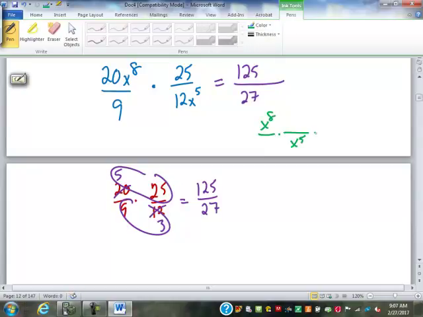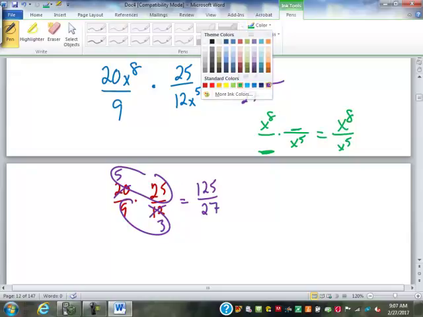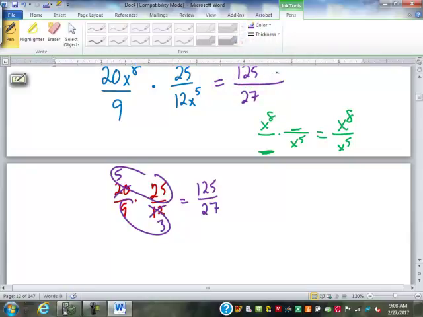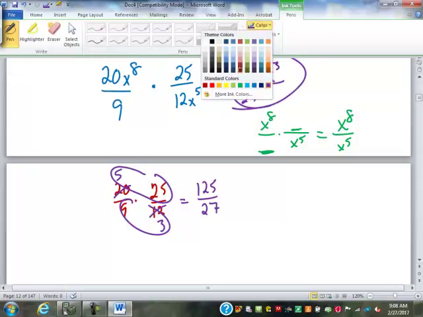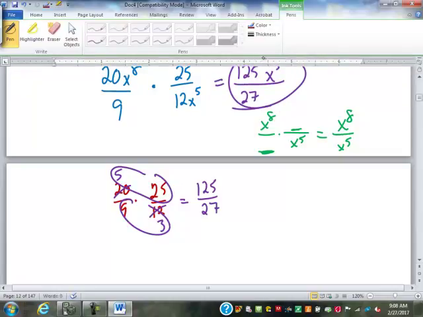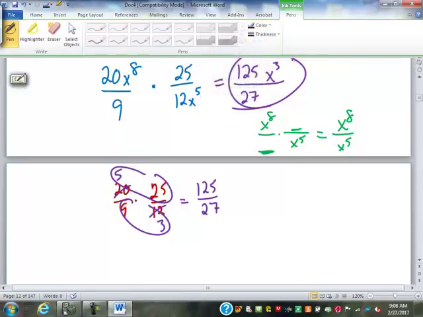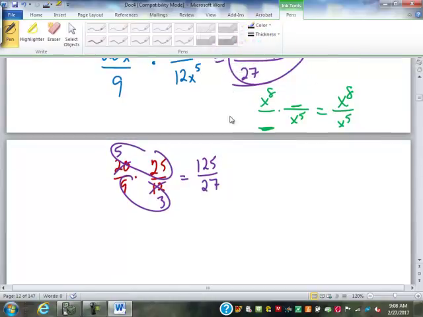If I pull up my variables, it looks something like that. There is no variable in the denominator of the first one. There is no variable in the numerator of the second one. So that ends up being just x to the 8th over x to the 5th. Which means x is going to go where in my answer? On top with a power of 3. Very good. So 125x to the 3rd over 27. And again, I can't stress enough, do not try to change that into a mixed number. It stays 125x to the 3rd over 27.